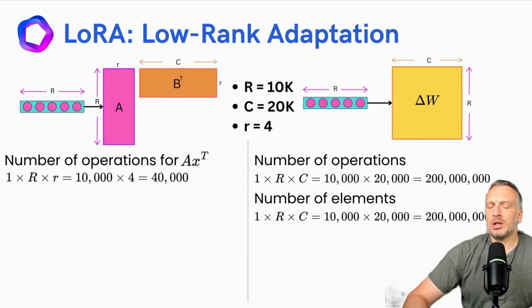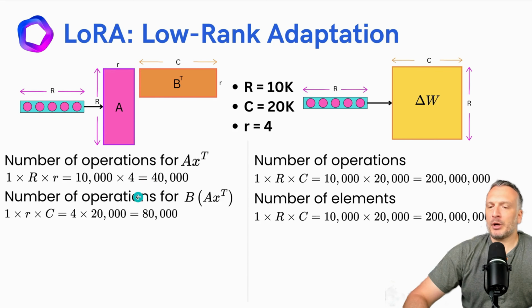Now let's consider the number of operations that we have for A times X, X being this input hidden state. So we have 1, which is the dimension of this vector here, times capital R, which is the input dimension to this A matrix, and lowercase r, which is the rank, which is the output dimension of this A matrix. So we have 10,000 times 4, which is 40,000.